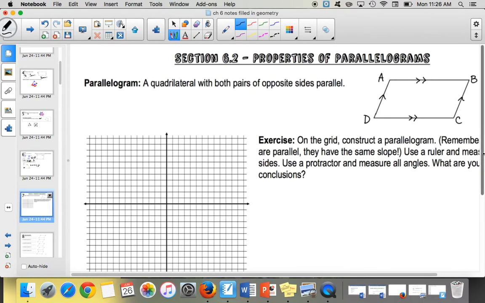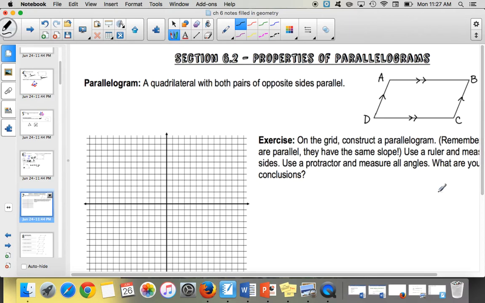All right, so section 6.2, properties of parallelograms. A parallelogram is a special type of quadrilateral. Based on its name, parallelogram, its opposite sides are parallel. That's the definition of a parallelogram: a quadrilateral with both pairs of opposite sides parallel to each other, okay?